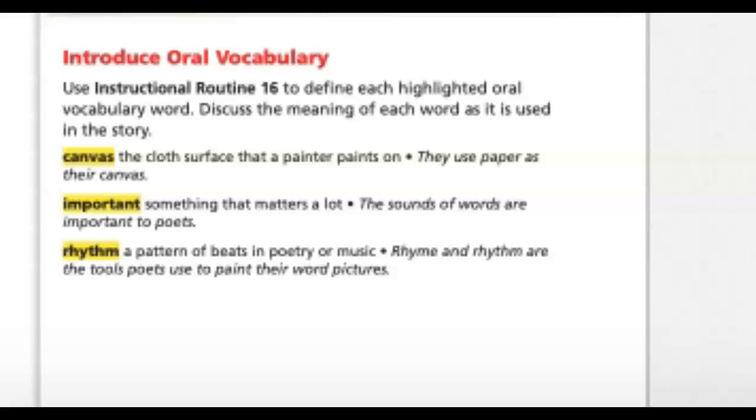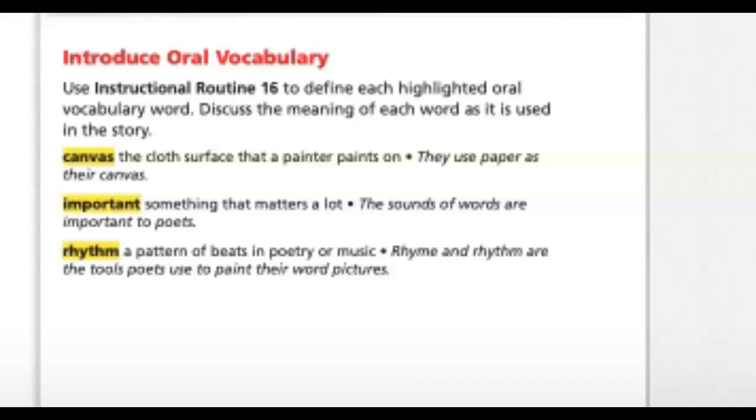Our next vocabulary word is the word rhythm. Say the word rhythm. Rhythm. Rhythm means a pattern of beats in poetry or music. In our story, we see the word rhythm where it says rhyme and rhythm are the tools poets use to paint their word pictures.